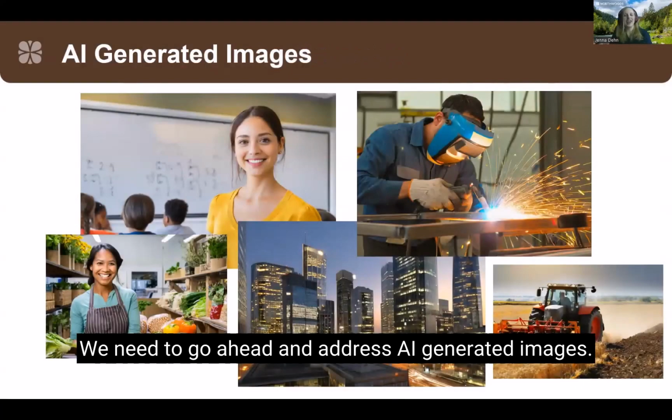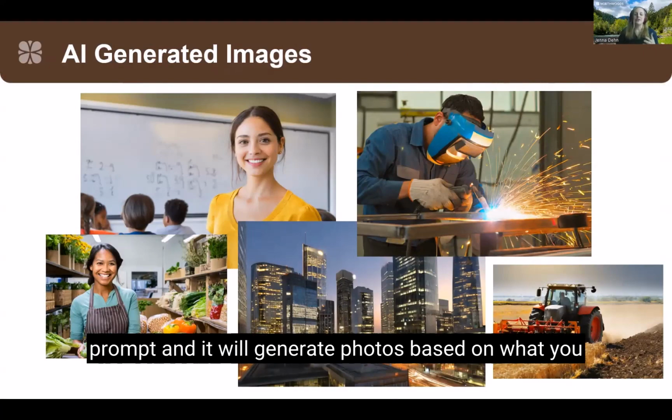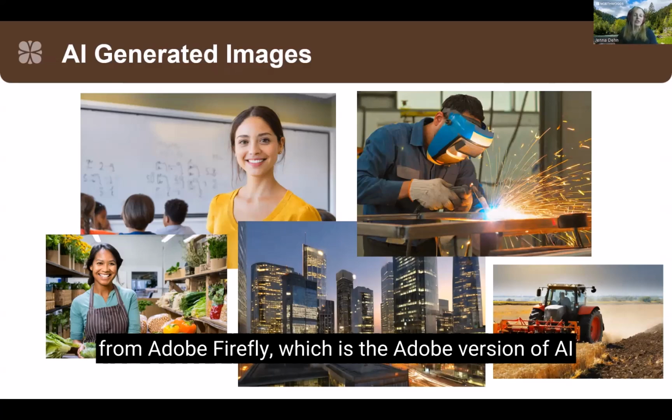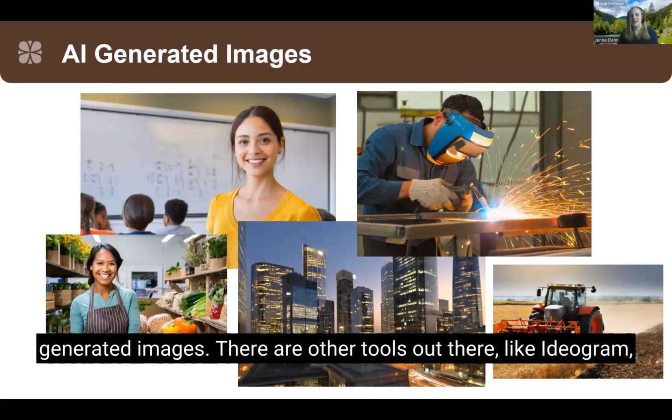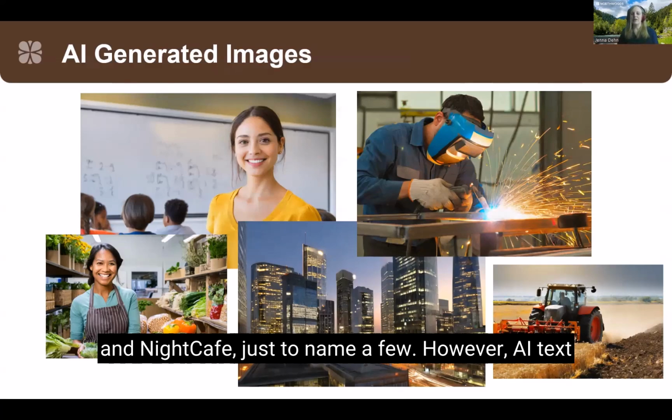We also go ahead and address AI generated images. So these are tools in which you simply enter a prompt and it will generate photos based on what you entered. All the images you see here are actually from Adobe Firefly, which is the Adobe version of AI generated images. There are other tools out there like Ideogram. I think Shutterstock has created their own AI generator, Photosonic and Night Cafe, just to name a few.